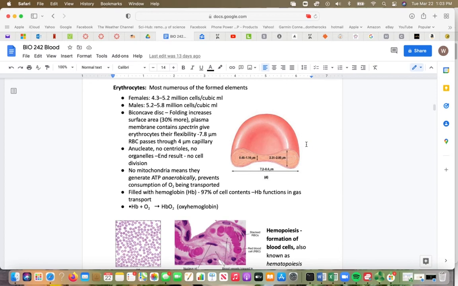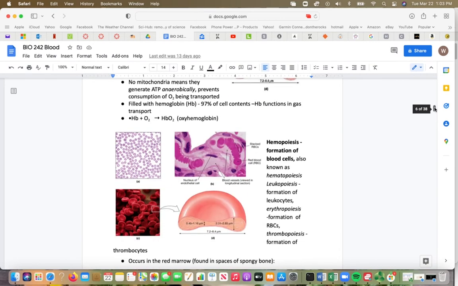So if it had an interest in that oxygen, it wouldn't make it as good of a transport tool because it would want to use the oxygen instead of transporting it. Being that it doesn't use it, it's just content to transport that oxygen for you. It's filled with hemoglobin, so that's 97% of the cell's contents, and this is going to help to function in gas transport. So what happens is you have hemoglobin and oxygen that are separate. They come together to form oxyhemoglobin, and then it will separate again when it wants to release it in the tissues.